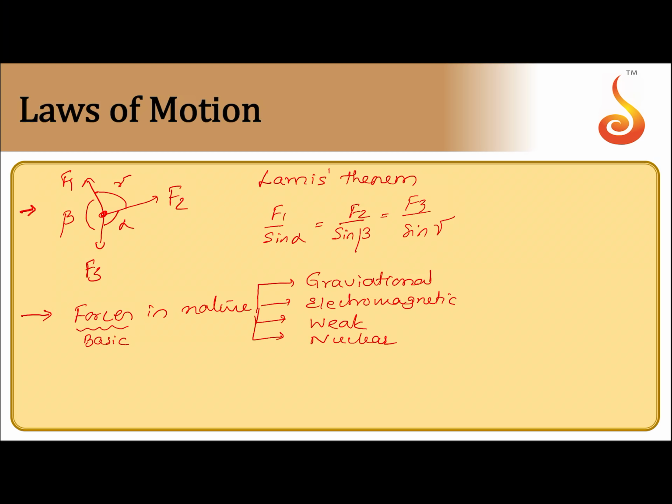Remember, gravitational force is between masses, electromagnetic force is because of charges, weak interactions occur during nuclear reactions, and nuclear forces exist between nucleons which generally are very close to each other. So these are different types of forces available in nature, classified into 4 different categories. This is a very quick introduction to forces.